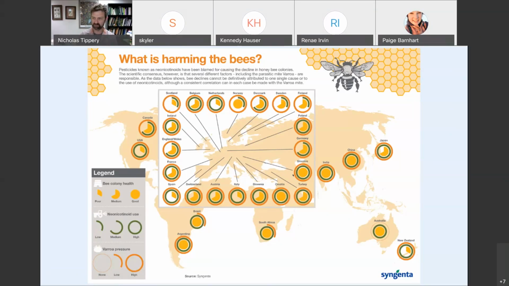Here's Australia as another data point. So high colony health, high neonicotinoid use, and then low mite pressure. So a different version. These are healthy colonies that are still being sprayed with neonicotinoids, but healthy.